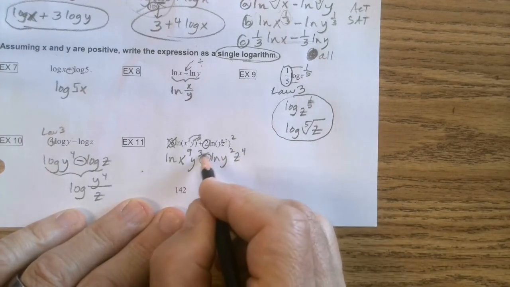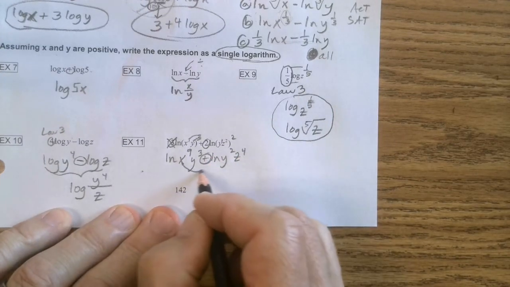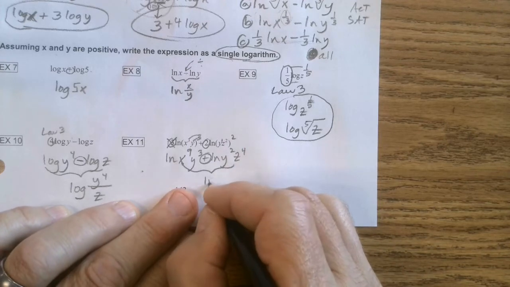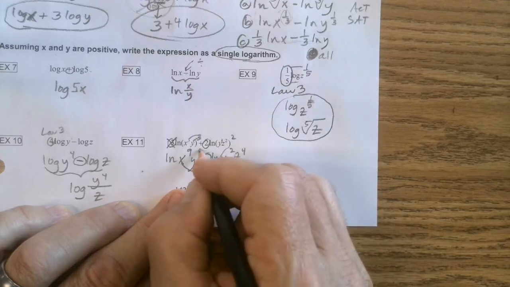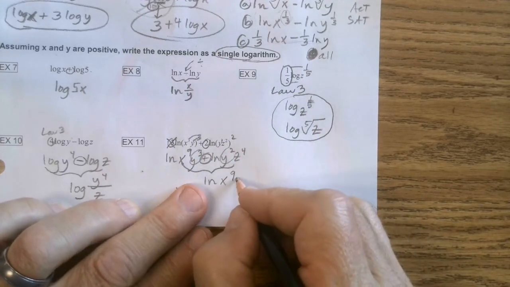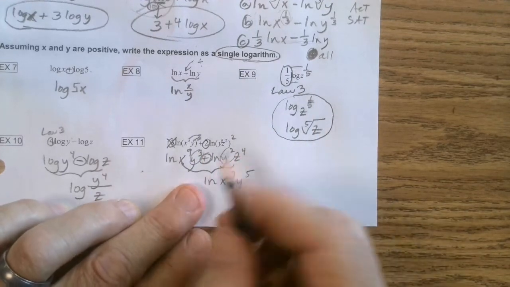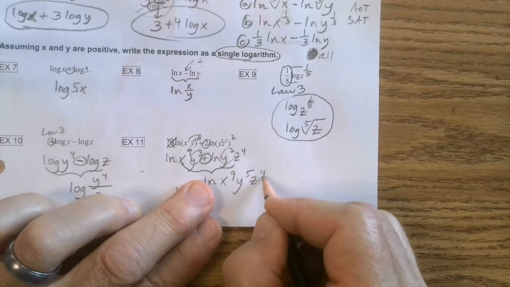Now what does addition mean? Addition means multiplication. The 2 shall become 1. So it turns into the natural log of x to the 9th. Y squared times y to the 3rd is y to the 5th. There's an old algebra review. And then z is by itself. Let's see if there's something on the back.